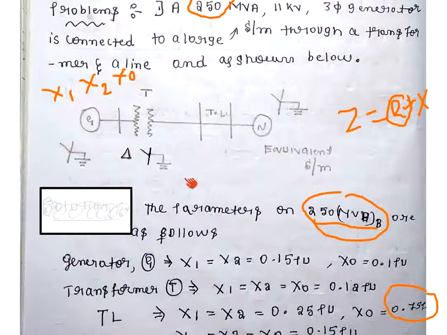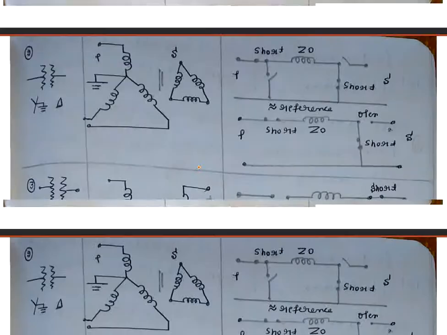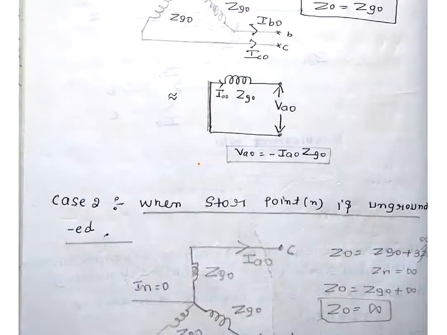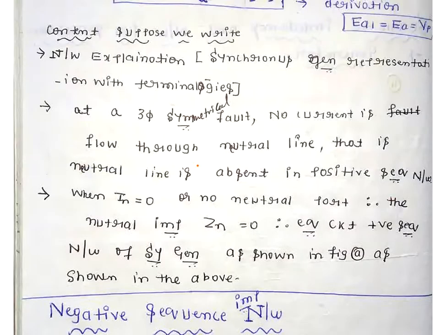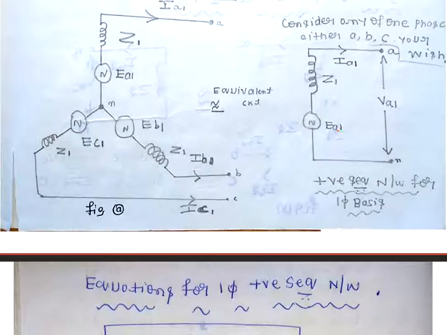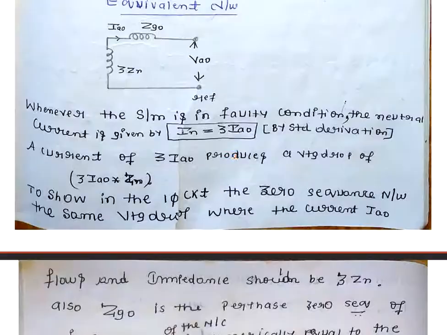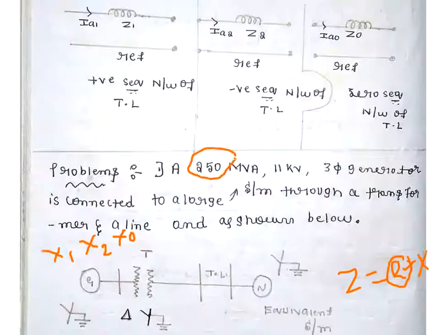Now, how will we draw? What is the criterion for a positive sequence network? See here, in the positive sequence for a generator, only Z1 and EA1 will be there, because the generator produces only the positive sequence component of voltages. The same thing you need to draw.